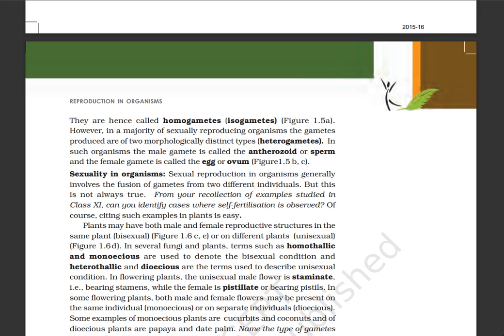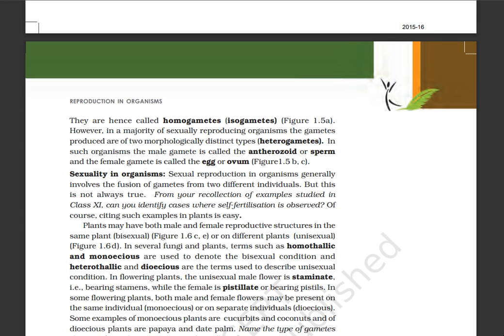Sexuality in organisms. Sexual reproduction in organisms generally involves the fusion of gametes from two different individuals. But this is not always true. From your recollection of examples studied in Class 11, can you identify cases where self-fertilization is observed? Of course, citing such examples in plants is easy.